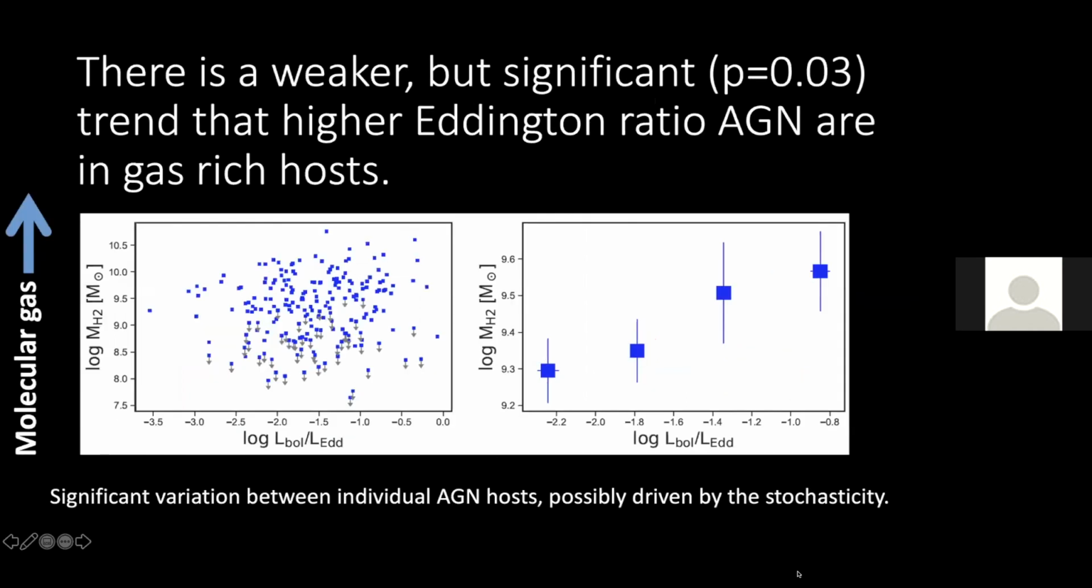So we also find a weak but significant trend with Eddington ratio. So there's significant variations. We're also looking at the total host galaxy molecular gas. So in the future, we could presumably look with ALMA. And so there's probably a lot of stochastic variability happening, but there still is a significant trend that we can look at with larger samples.